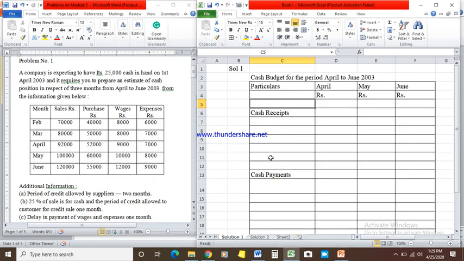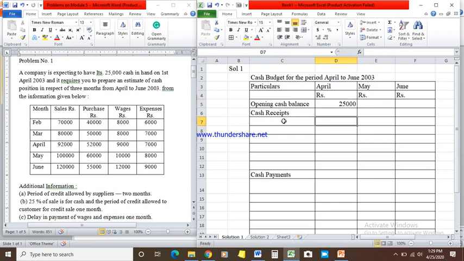So I left a few rows here to record the cash receipts. Then I have mentioned here cash payment to record all the cash payments. So I'll start with the first one, that is opening cash balance. It is given as 25,000.